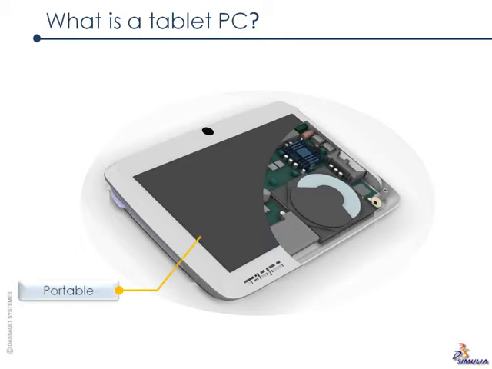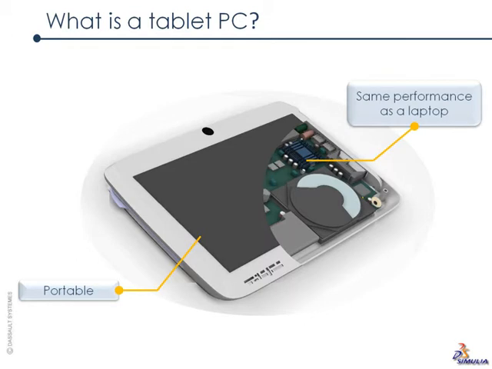It must be portable while providing the same performance as a laptop. And the main feature is most certainly its touchscreen. It can replace the keyboard or just hide it, but this is what makes a tablet PC more portable than a laptop and more likely to be carried around.